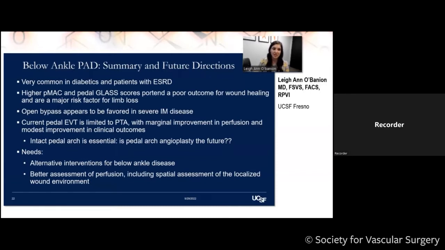And so is pedal arch angioplasty the future? So what do we need? Well, we need alternative interventions for below the ankle disease. We need better assessment of perfusion, including spatial assessment of the localized wound environment.